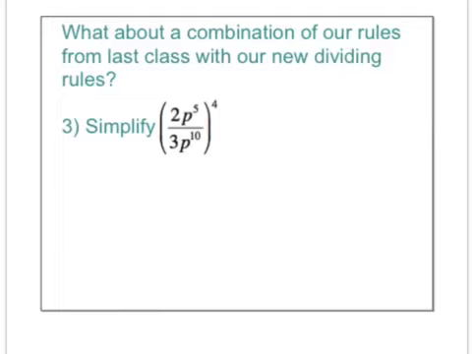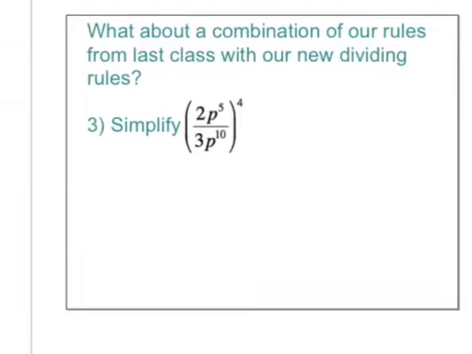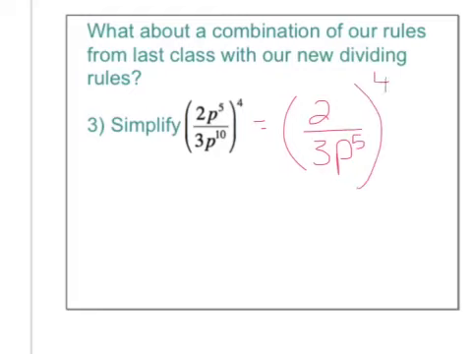Alright, so let's look at this problem and try to solve it using what we talked about before, from last lesson to this lesson. I see I have p's on the top and the bottom, and I know that there's more p's in the denominator, so I'm just going to reduce this fraction to being 2/3, and then p to the 5th on the bottom. I'm going to raise everything else to the 4th power.